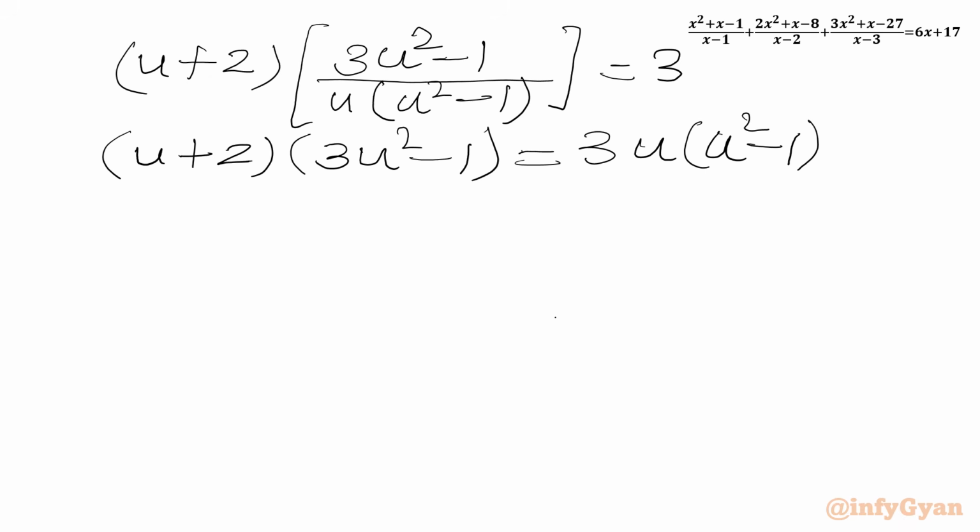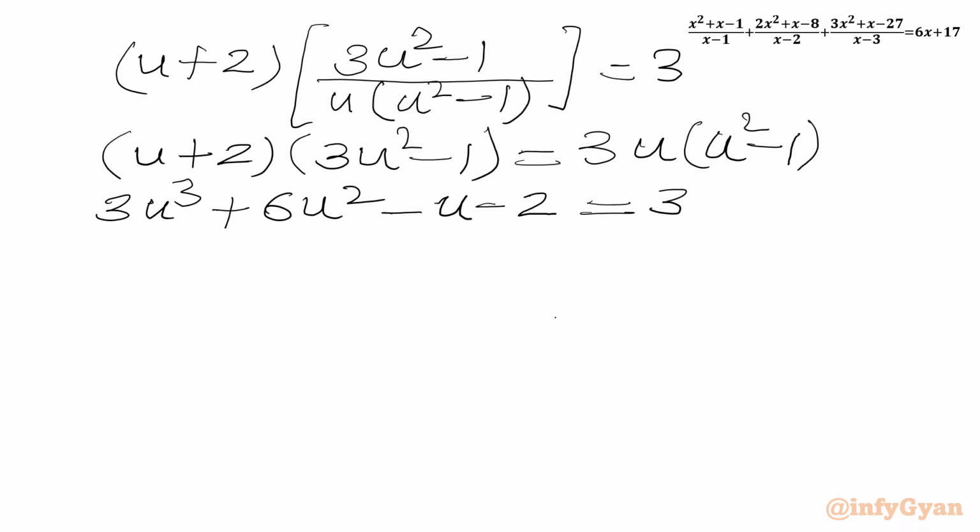Now we will expand our LHS. We will write 3u cube plus 6u square minus u minus 2 equal to 3u times u square is 3u cube minus 3u. Now we will subtract 3u cube from both the sides. Now we will write all the terms to LHS.